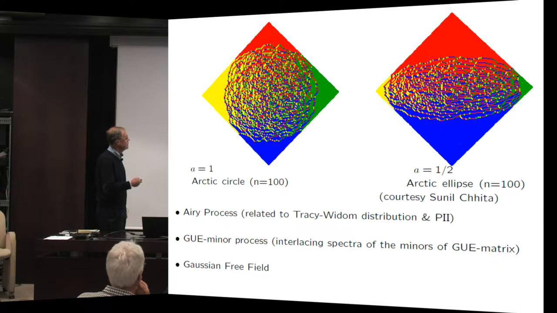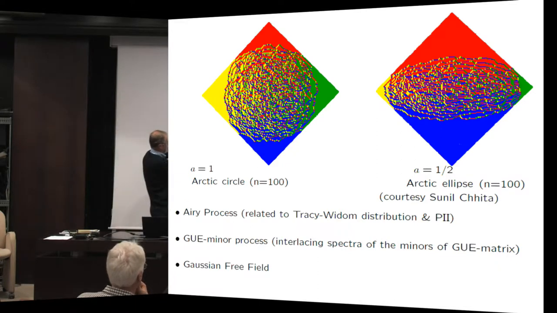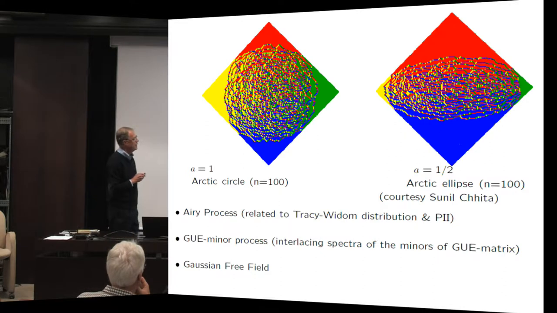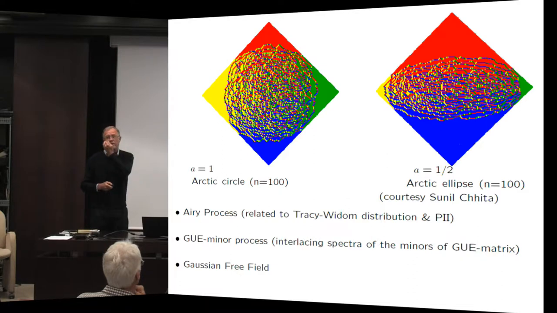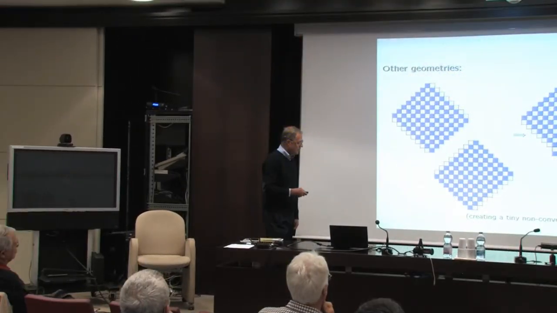You take two such Aztec diamonds and you slide them together. Okay, you have them overlap, and that gives you the picture. Notice one little detail which is important: this has a slight non-convexity here. You see, it's different there. And that non-convexity is responsible for a very, very different geometry of the tilings.